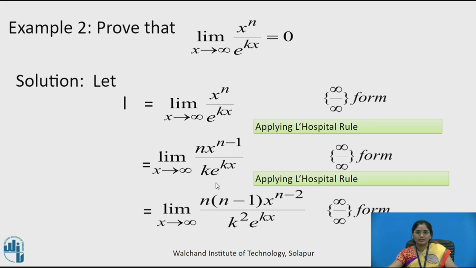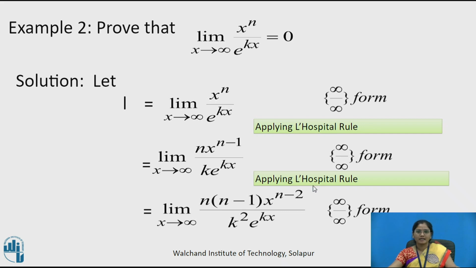Again, in the denominator, k into e raised to infinity. Again, you will be getting this as infinity. Means, after applying L'Hospital rule also, again you are getting infinity by infinity form, which is an indeterminate form. So, the rule says that after applying the limit, if you are getting indeterminate form, you can apply L'Hospital rule n times till you get a finite limit.